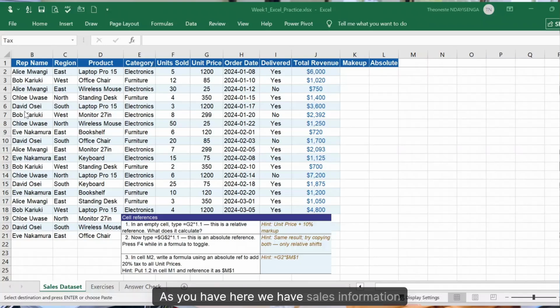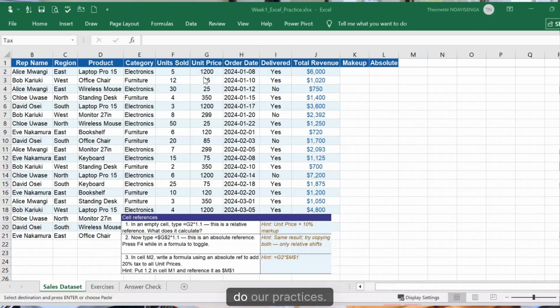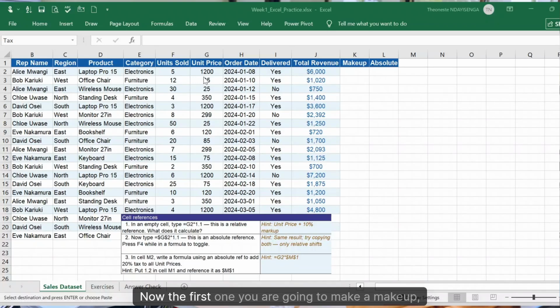As we have here, we have sales information, and we are going to use this unit price column to do our practice. The first one we are going to do is what we call a markup. Markup is the additional amount of money, which is a percentage based on the unit price. So how are we going to do it? We're going to use relative reference, and let's see how we do the calculation.